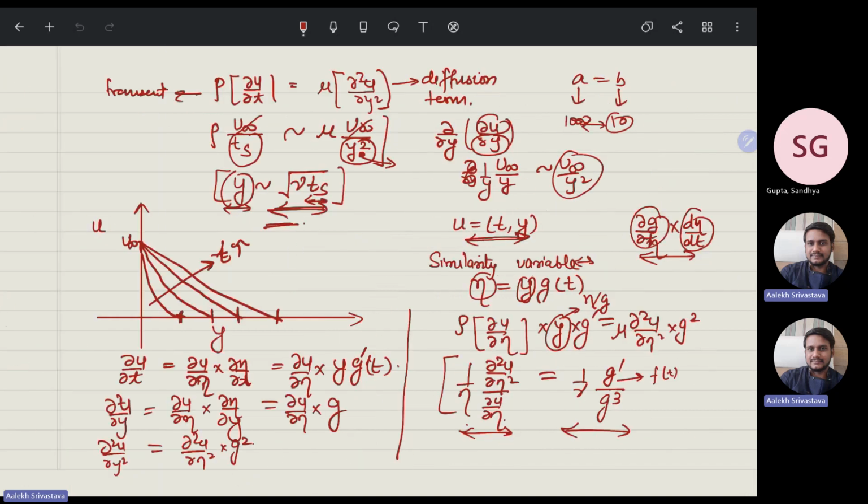But here you see the complexity will arise because you cannot separate u as a function of one variable, because u has velocity as well as space terms. So we need some term that will replace this. So we called it a similarity variable. This similarity variable will do this thing.